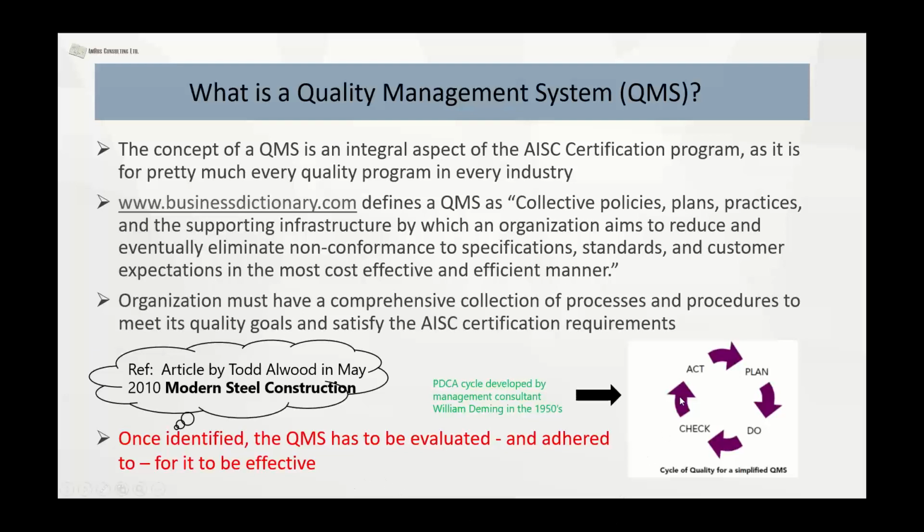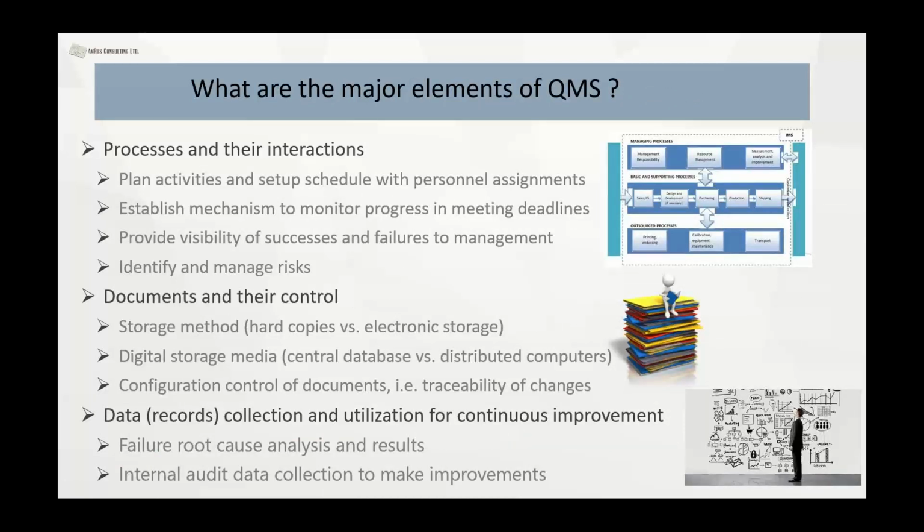As you can see on the diagram on the right-hand side, this is a continuous improvement process, which was actually developed by a quality guru, William Deming, back in the 50s. And that pretty much applies to today's process. So this is a very important aspect of any quality management system. So what are some of the major elements of the QMS? Well, there are three components to it. The first are the processes and their interactions. And again, depending on your organization, you may have different levels of processes.